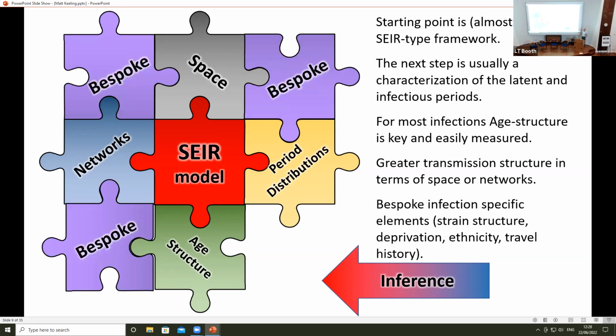And then we think about bespoke things. So this can either be targeted at the infection, so we might want to think about strain structure, new variants, or it might be things targeted more at the human population, things like ethnicity, travel history, deprivation. There's a lot of other components that we can build in.